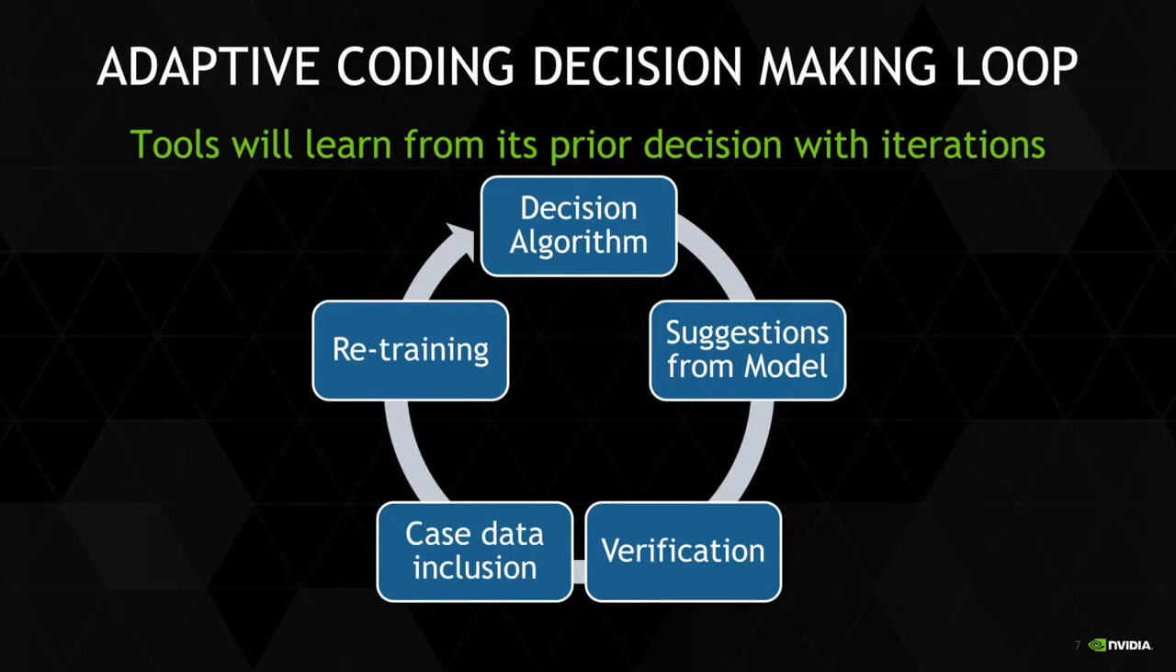Now, what is the flow of how to do this work? Well, it turns out machine learning is an iterative process. So you have a decision algorithm to begin with, and that decision-making algorithm will create suggestions by the modeling. And the answer from the model may or may not be correct, so you have to verify that. And once that verification is done, the data is included back into the database. So that's where the learning takes place, and the retraining takes place. And then the cycle starts over and over again.